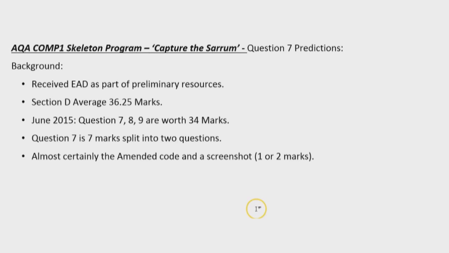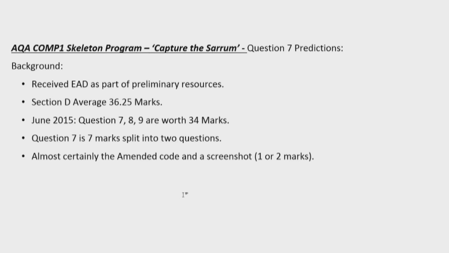So let's get into the background of question 7. We received an electronic answer document as part of our preliminary resources, along with the skeleton code and the teacher's notes and everything. Going back to 2011, the section D average marking is 36.2 marks, and this year questions 7, 8 and 9 are worth 34 marks, so that is going to be your section D for this year.